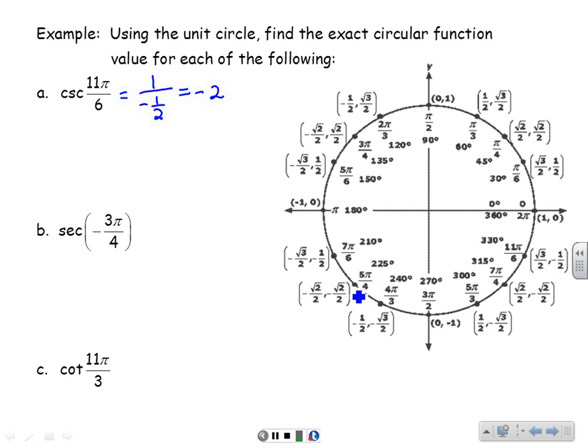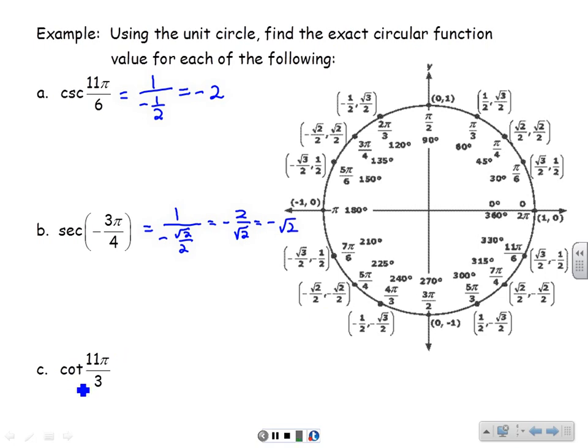And so secant this time is going to be 1 over cosine, and we know that cosine is the x-coordinate, so we're going to have 1 over negative radical 2 over 2. And then again, if you simplify this, you're going to get negative 2 over radical 2, which of course is going to simplify to negative radical 2.